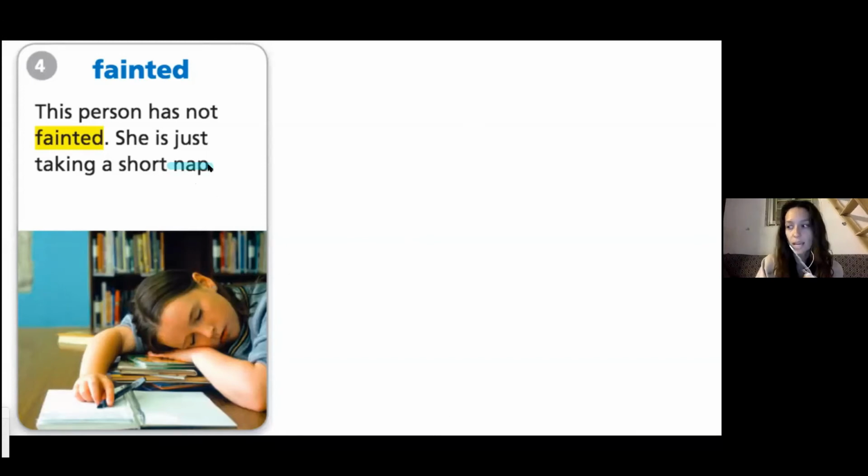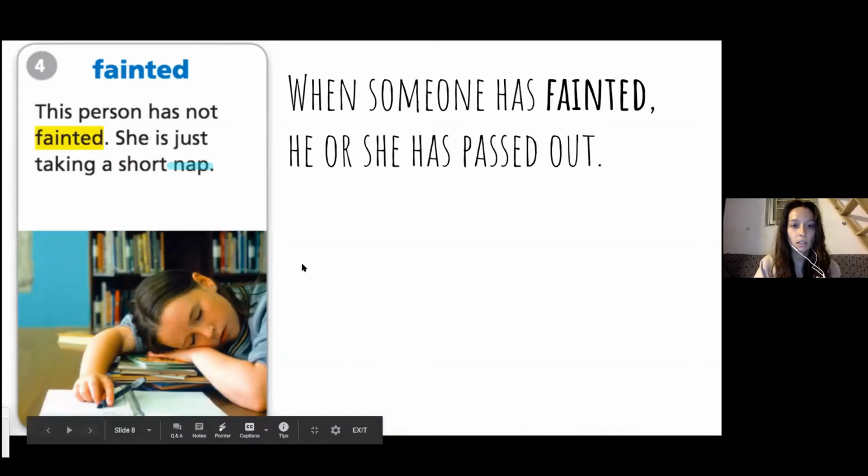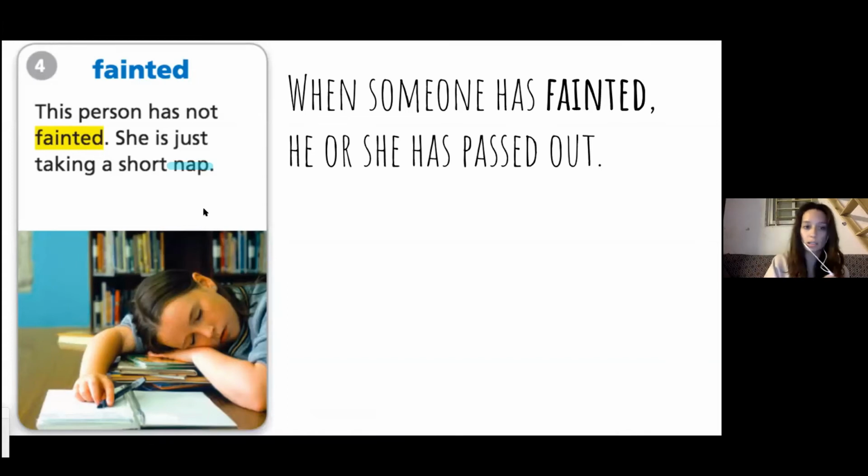Okay, so a nap. When you take a nap, do you go to sleep on purpose or is it an accident? It's an accident. Really? So when we have a nap after lunch, do we do it on accident or do we mean to take a nap? We mean to take a nap. Right. So when we faint, we don't mean to do it. When someone has fainted, he or she has passed out. Something in your brain isn't working correctly and you fall asleep on accident or you lose consciousness.